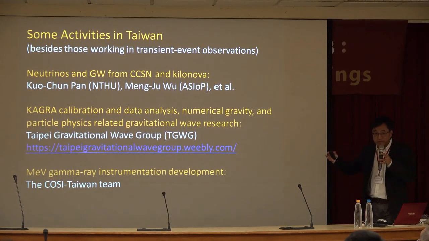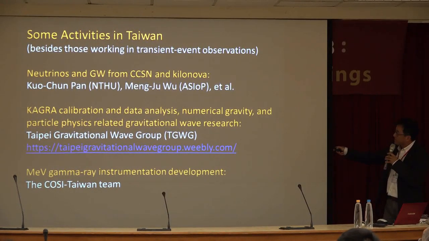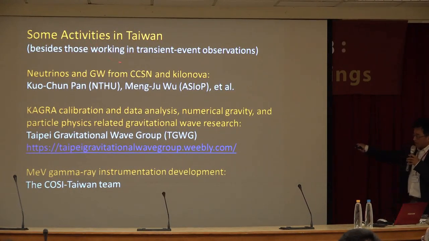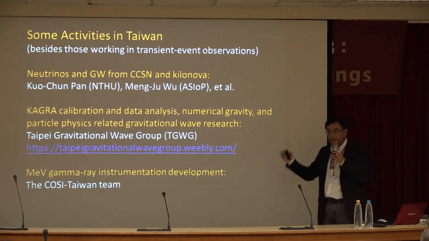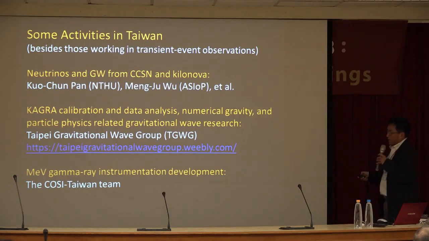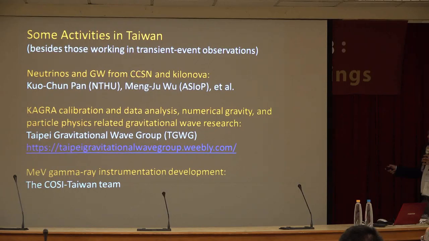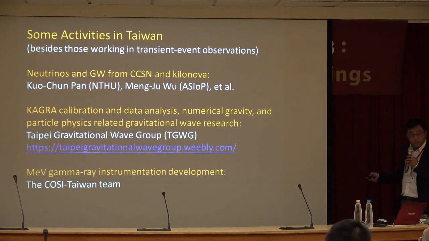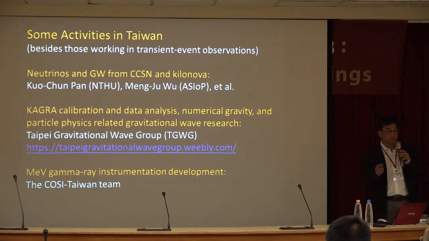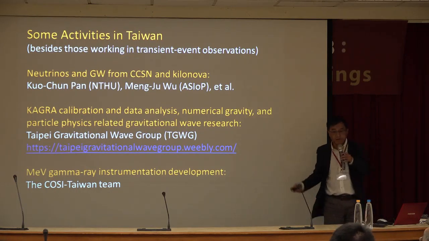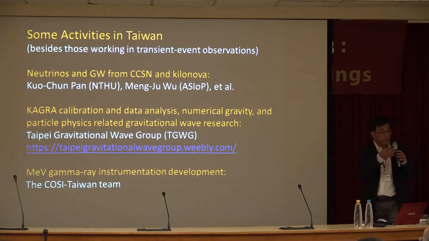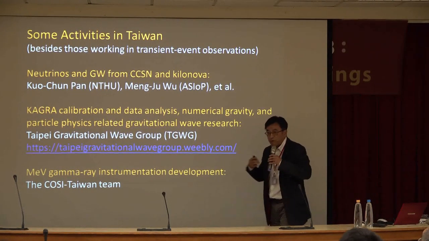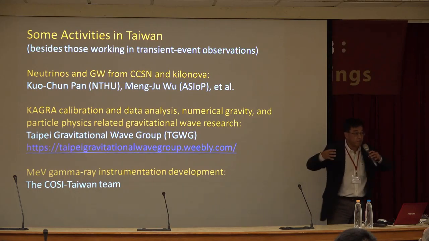Besides this theory meeting, some people have also been working on transient event observation for a long time, as an astronomer's job. I will mention three things. One is neutrino and gravitational wave from core collapse supernovae and kilonova, and Pai Bo-Quan and Meng Lu is sitting somewhere there. They recently got support from NCTS to move forward with this kind of study and gather more people.